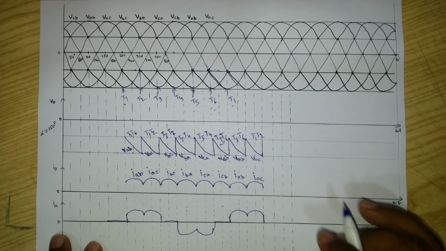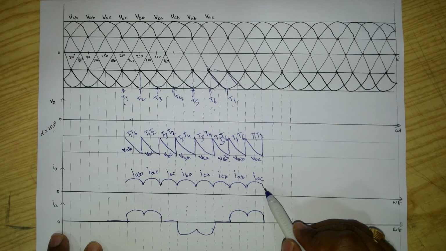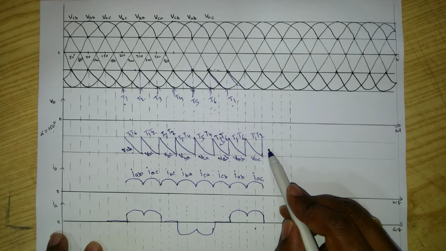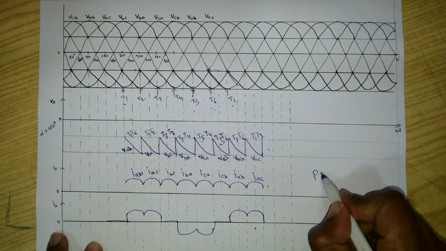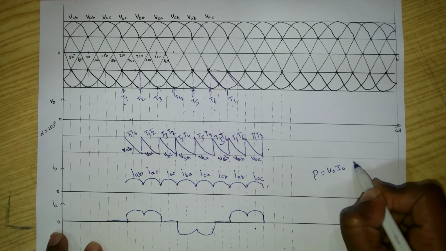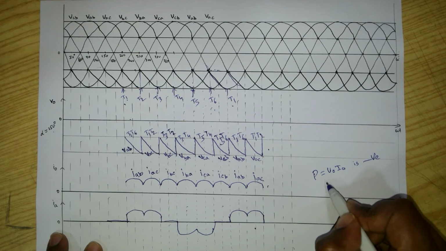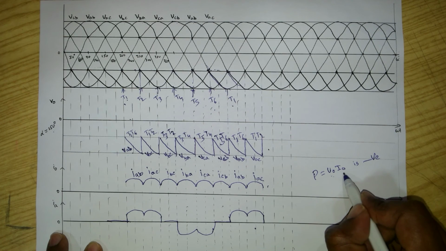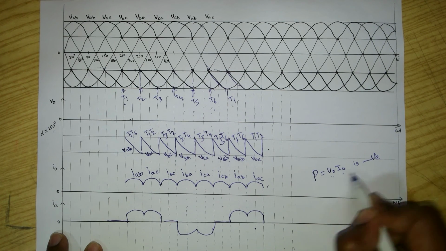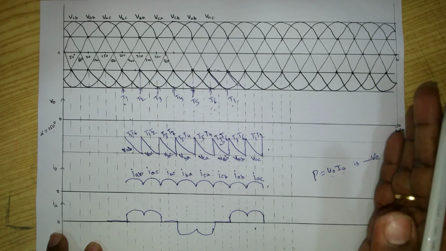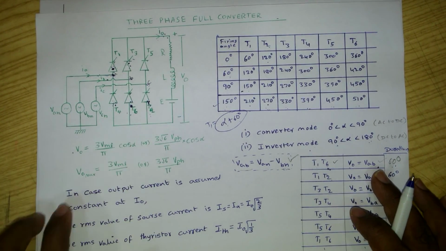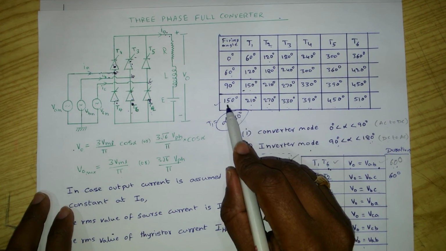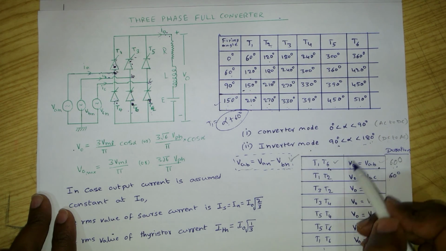Like this we can draw the output voltage, output current, and source current. You can see here the average output voltage is negative and the average output current is positive, so the power V0 I0 is negative. Negative means power flow is from load to source. That's why the three-phase full converter acts as an inverter for firing angle greater than 90 degrees. Thank you.